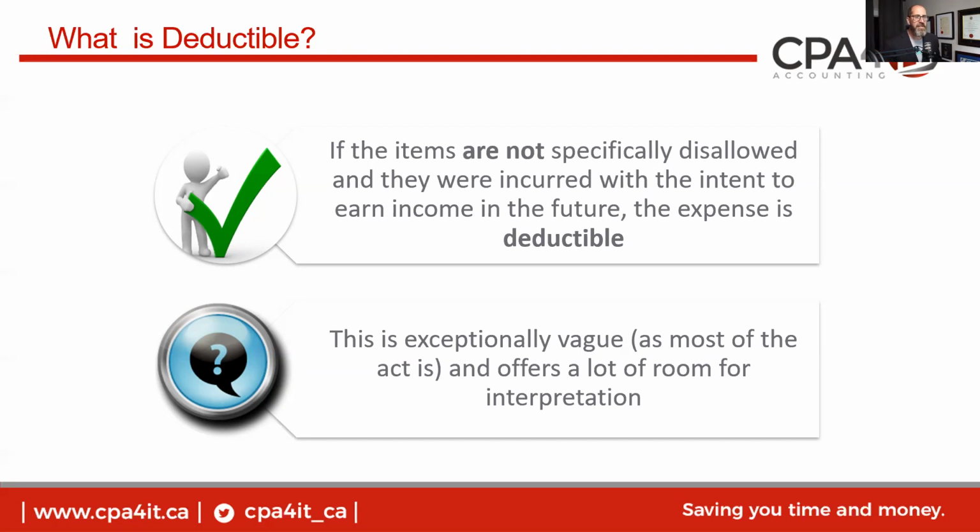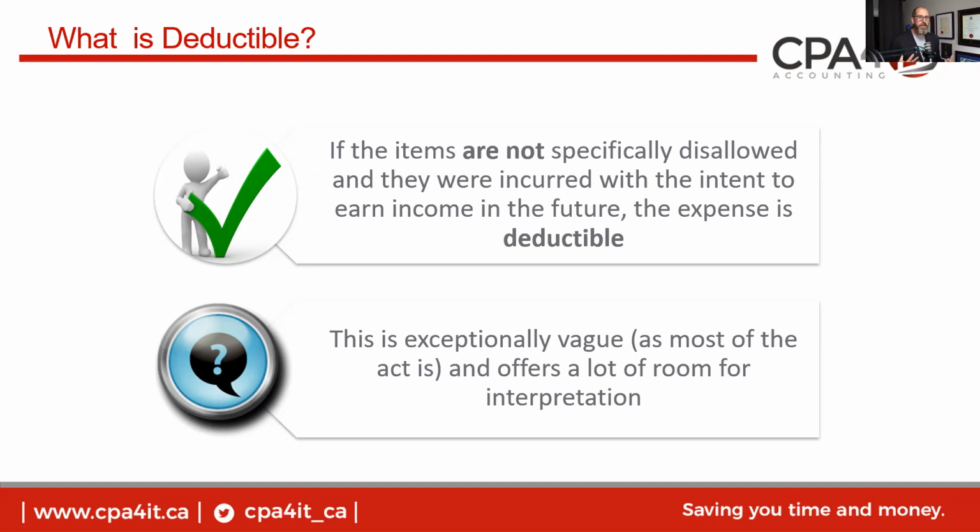So outside of those things that are specifically disallowed, what can you deduct? Well, the rules basically say that it's anything that is first of all reasonable and has the intent to help your business earn income sometime in the future. So first of all, reasonable, that's subjective. Has the ability to help your business earn income sometime in the future. That's kind of vague. So this offers a lot of room for interpretation.